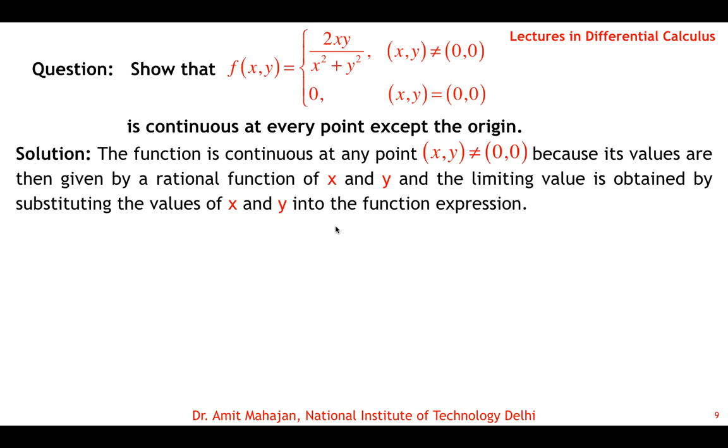Now at the origin, if this is not given, then 0 was not in the domain, but now 0 is in the domain because specifically at the origin the function value is defined as 0. So we just need to check what happens to the limit when (x,y) approaches the origin. When (x,y) approaches the origin, that means (x,y) is not (0,0), so this is the function. And for continuity the limit value must be 0.